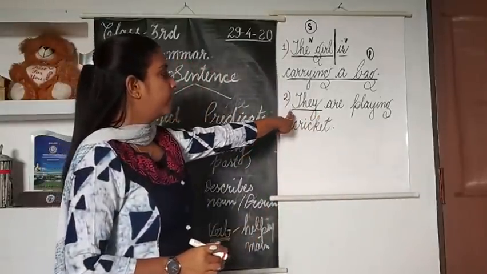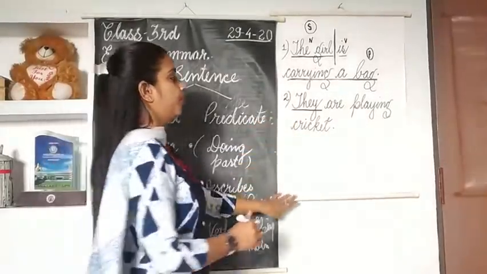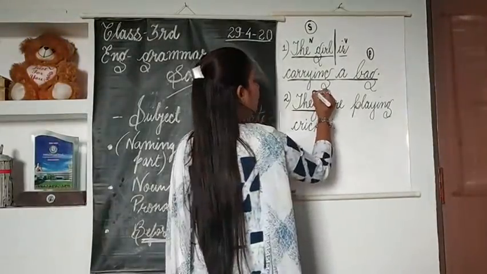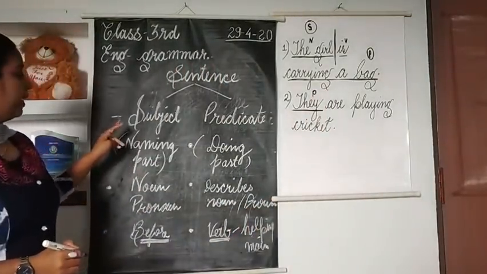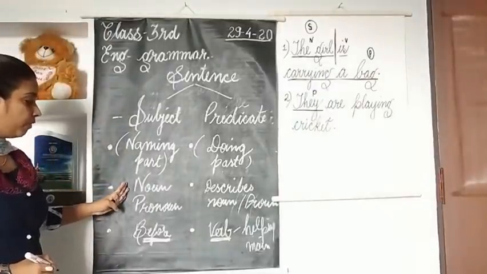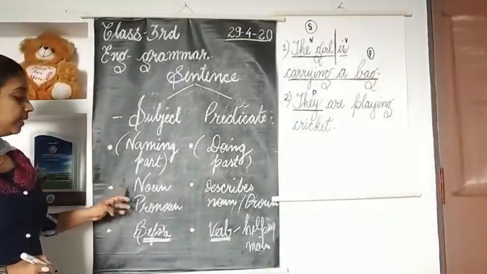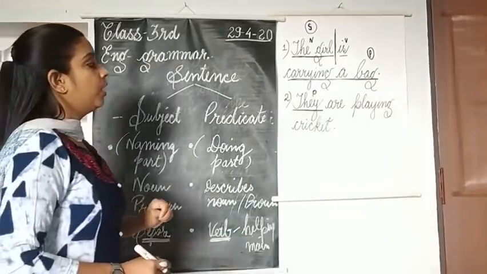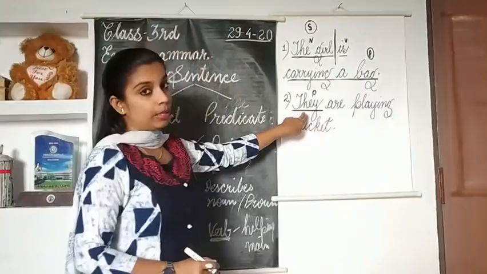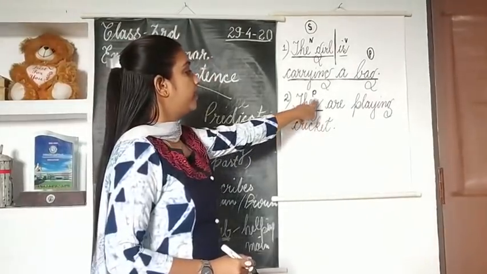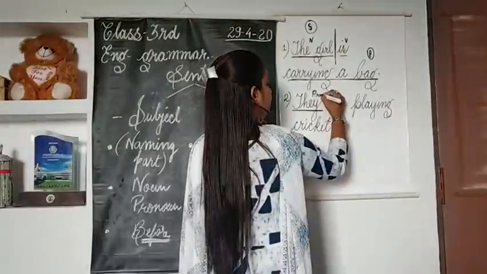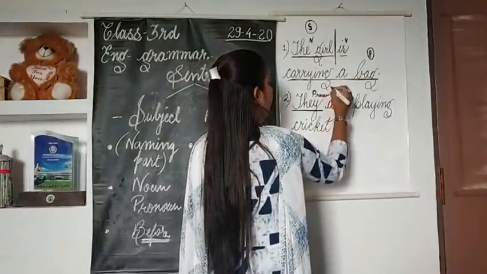What is they here in the sentence? It is a pronoun. As I have told you, the naming part, the subject part of the sentence, comprises either a noun or a pronoun. So here in the sentence you can see, children, again they is a person and they is what? It's a pronoun.